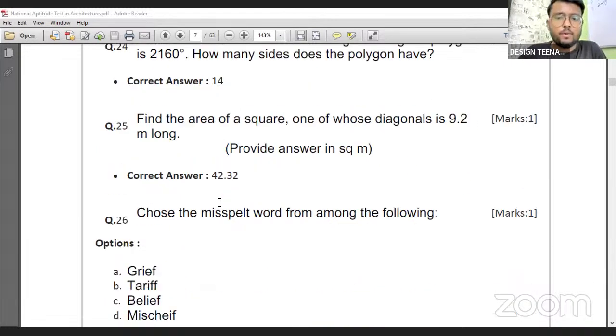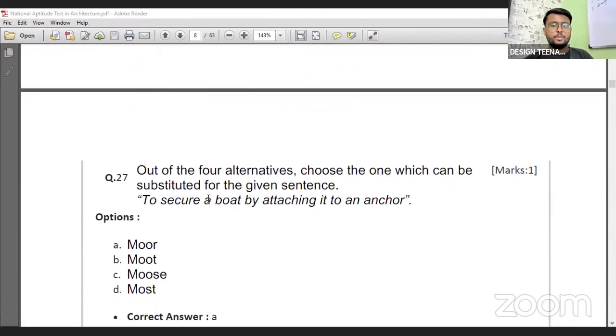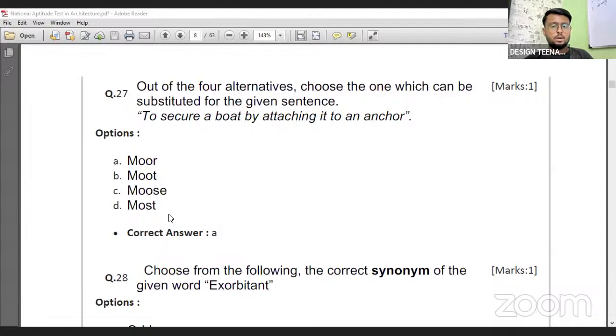It's pretty simple. So now we are continuing here with some of the one mark questions, wherein if we scroll below, these are all simple, I will say these are all reasoning questions. Out of the 4 alternatives, choose one which can be substituted for the given sentence: to secure a boat by attaching it to an anchor. Now over here, this particular task which is happening is known as moor.